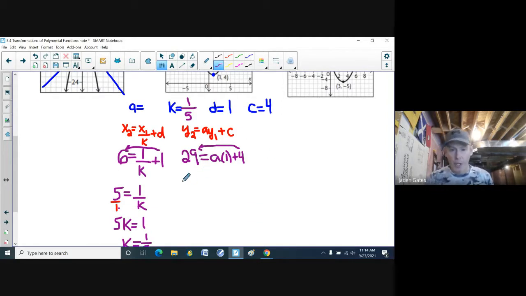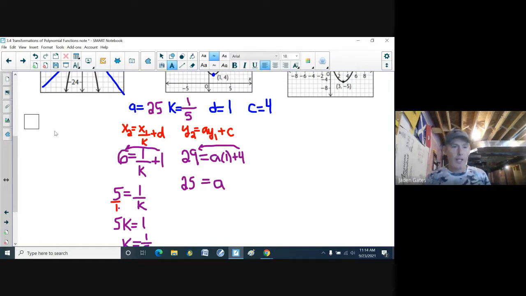29 minus 4 is going to be 25 equals, well, 1 times a, which is just a. Hey, there's my a value. It's 25. All right, so now here's what I'm going to do. I'm going to write this equation out. It is a quadratic here, so I'm going to write it out over here, which this is b.